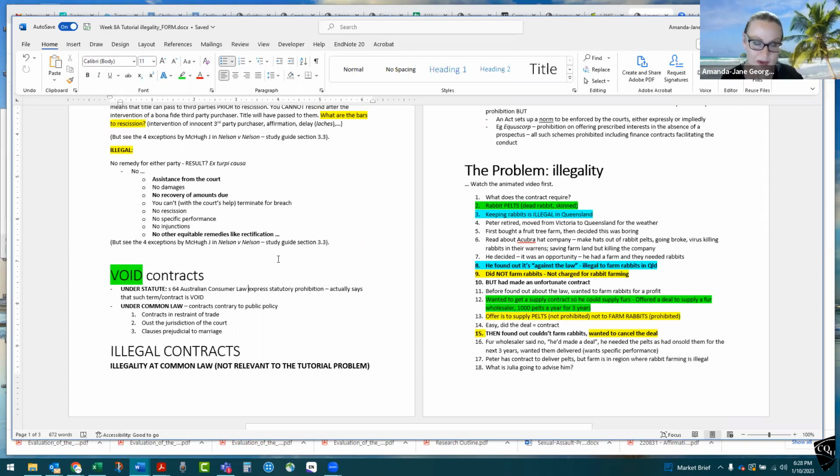Under common law, we have three areas where a contract might be void: contracts in restraint of trade, contracts that oust the jurisdiction of the court, and clauses, this is an odd one, we've got some odd ones this week, folks, clauses prejudicial to marriage. And can anyone explain for me what contracts in restraint of trade are?